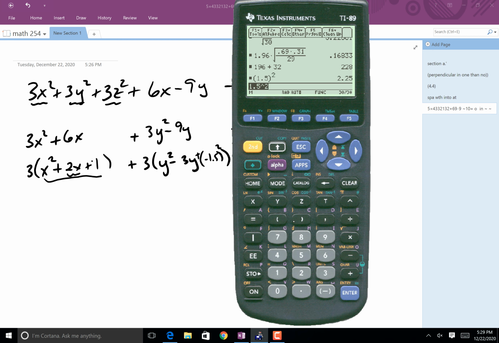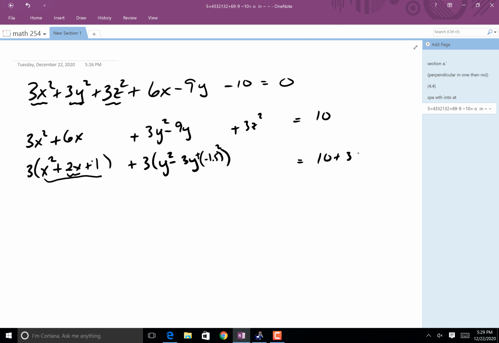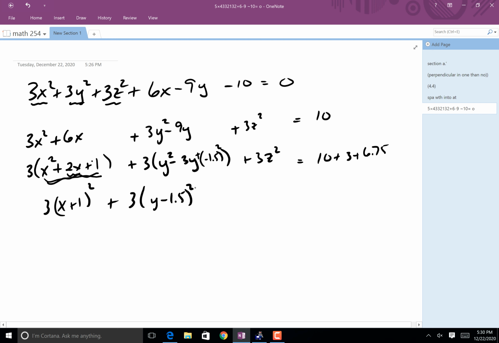But notice it's inside the parentheses, so times 3. So that's 6.75, so I better add that to the other side as well. All you're doing is changing the way these things are dressed up. That's it. So this piece here will factor as x plus 1 squared. This one will factor as y minus 1.5 squared. And the right side is 19 3/4.